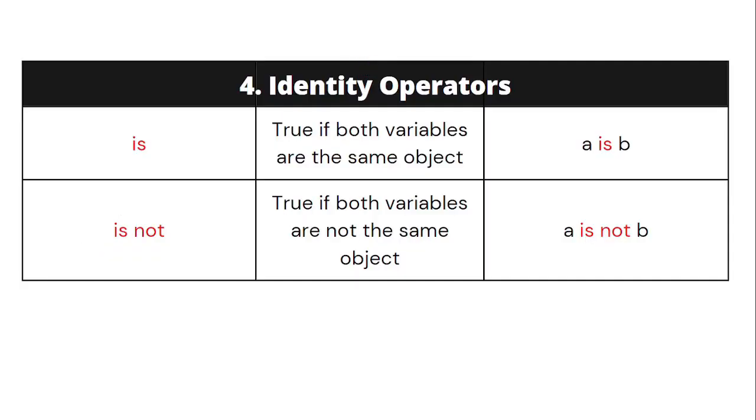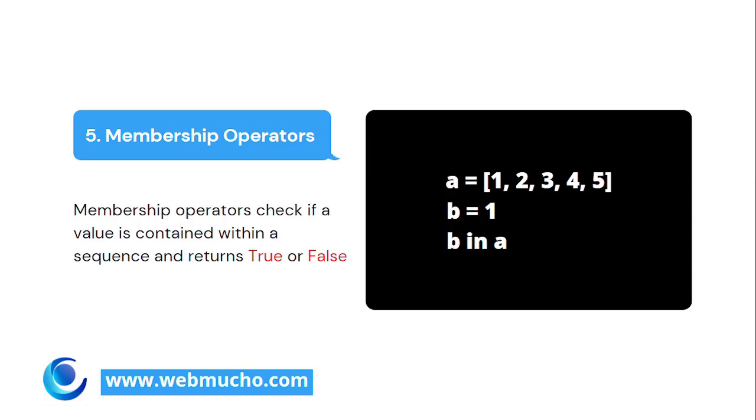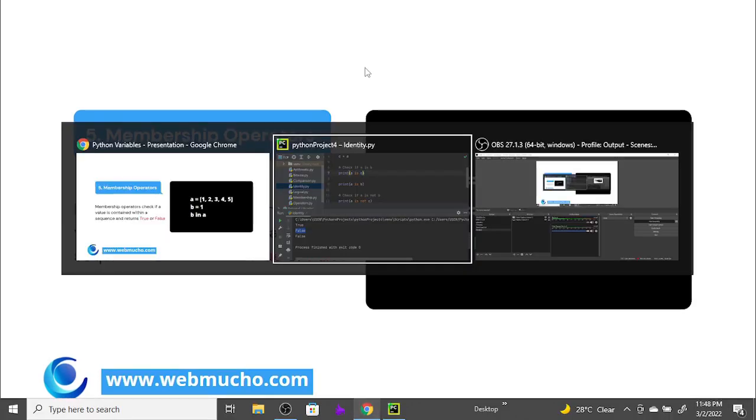So we look at the membership operators. Membership operators check if a value is contained within a sequence and return true or false. If you have a list 1 to 5, then you can check if 1 is a member. Apart from using it on lists, you can use it on strings and so on. Let's quickly look at code in action.